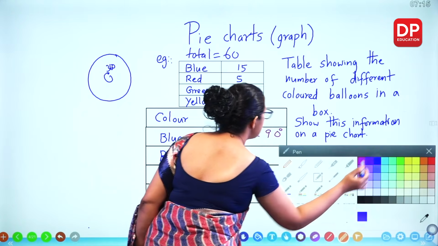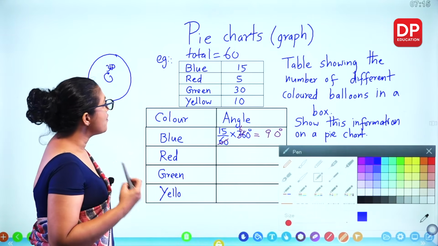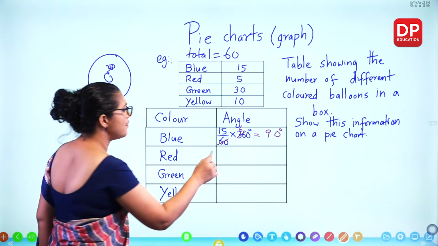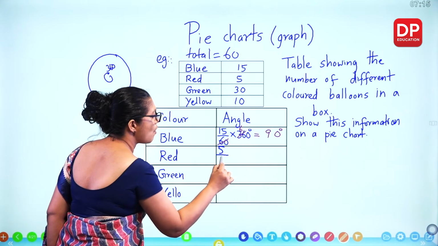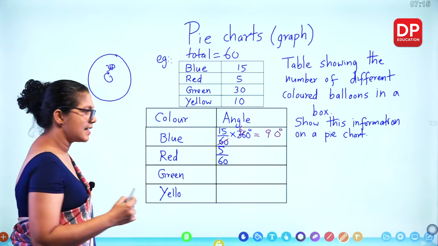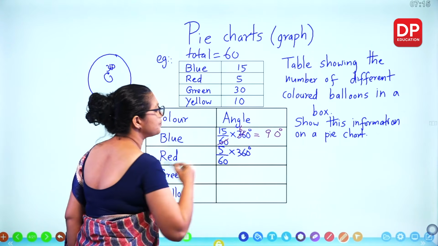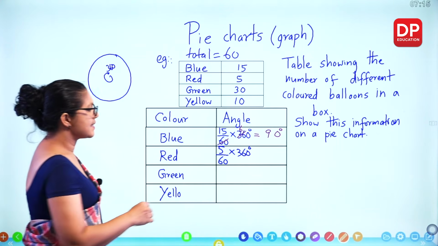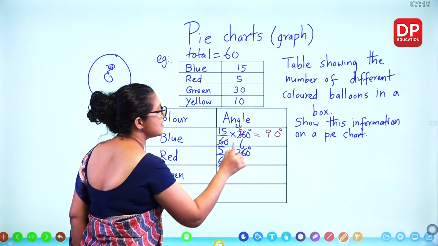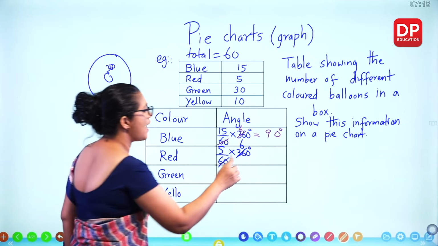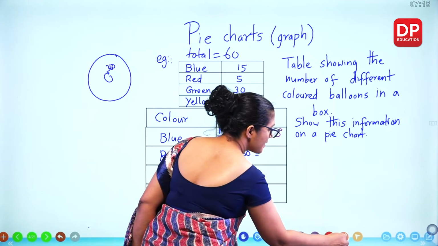And now we'll take the next one. For the red one, how many red ones are there? 5 out of total 60. And when you want to find out the angle at the sector, you multiply by 360 degrees. So 60, this one 6, 6 times 5, 30 degrees.